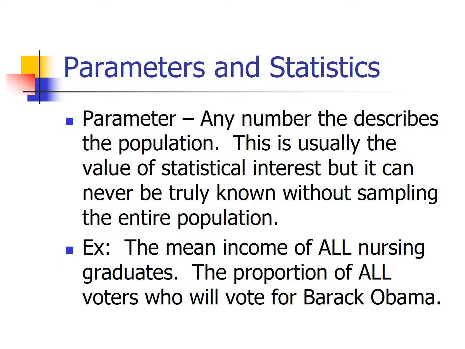Now, central to this discussion are two important ideas called parameters and statistics. So let's start with a parameter. A parameter is any number that describes the population. This is usually the value of statistical interest, and it can never be truly known without sampling the entirety of the population. So examples of parameters would be the mean income of all nursing graduates, or the proportion of all voters who will vote for Barack Obama, right?